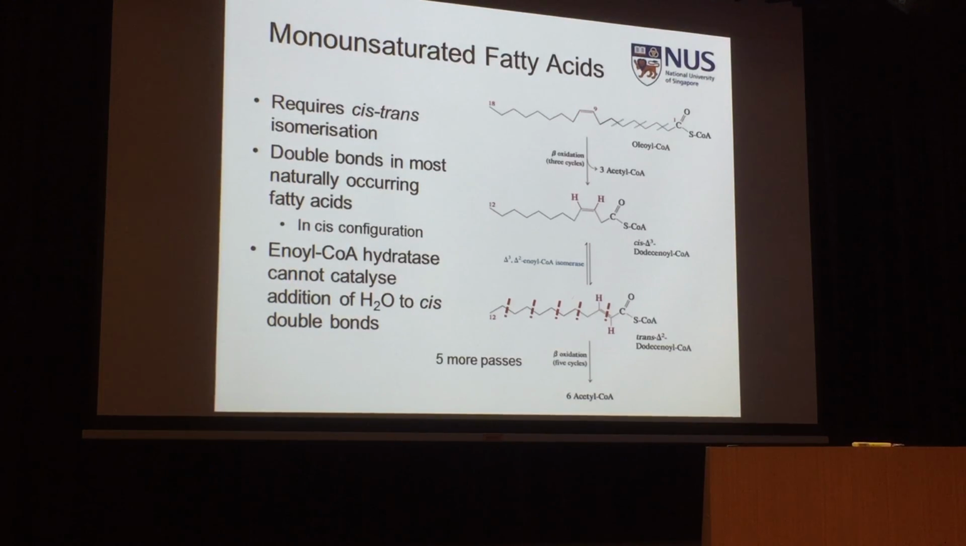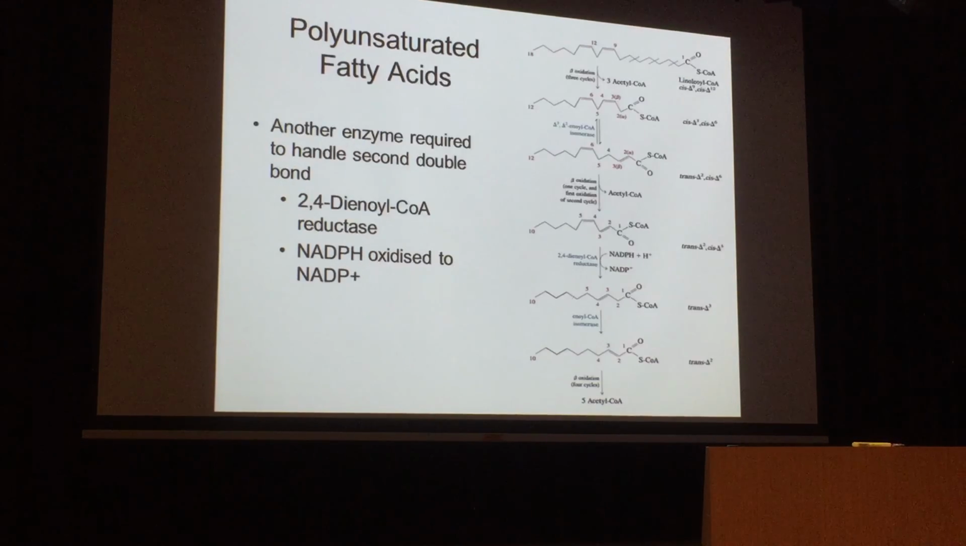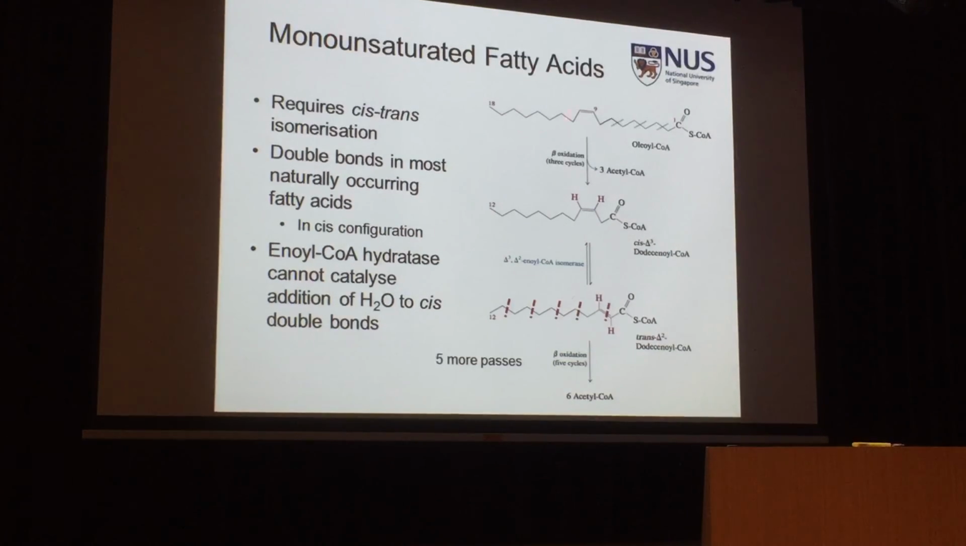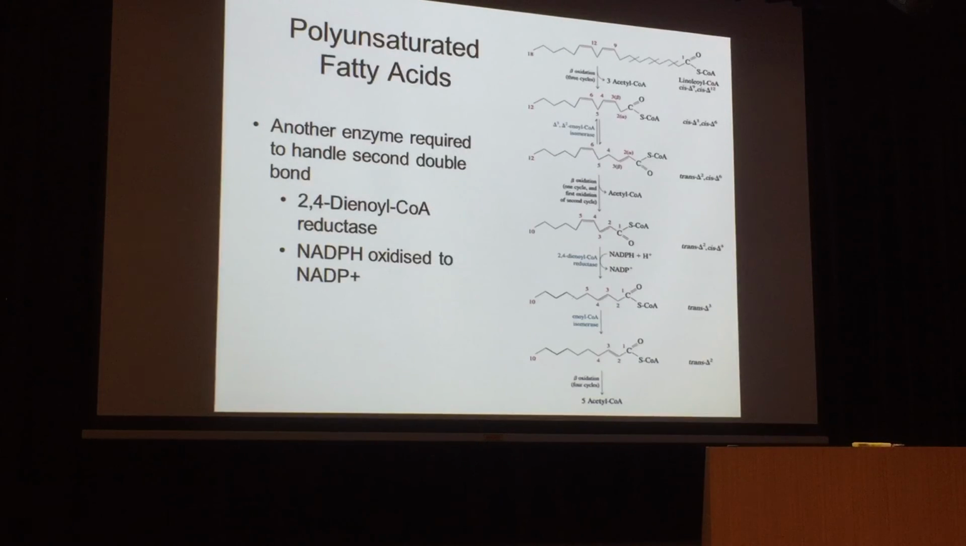Now, complexity. That one was just mono with one double bond. What if we have more than one double bond? What happens? Let's take an example. Now we need another enzyme to help us. So this one you see is 9, 10, 11, 12. Position 9 and position 12. Again, just do the normal process. Cleave it by 2 units, 3 acetyl-CoA, and then you get stuck here.